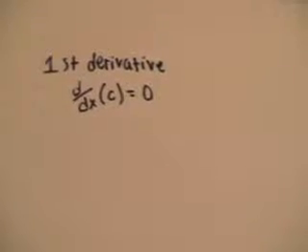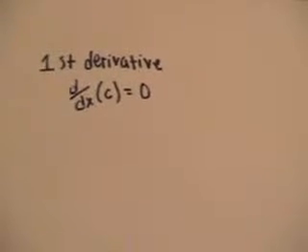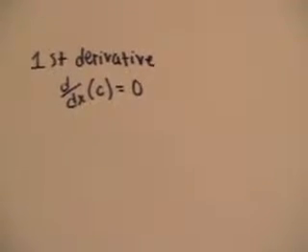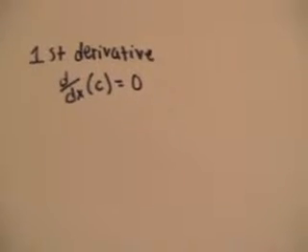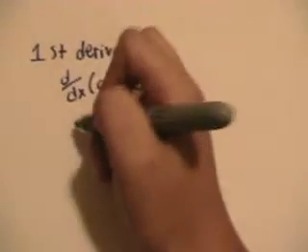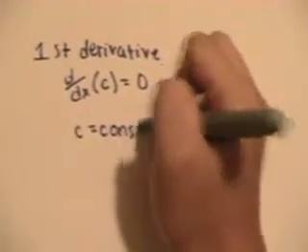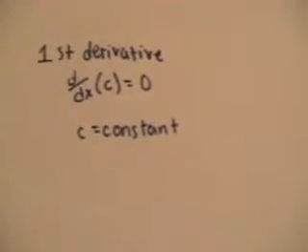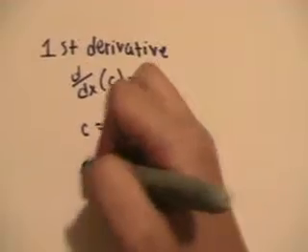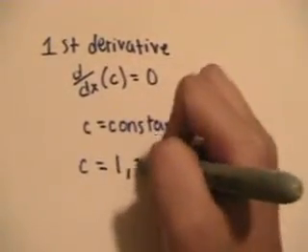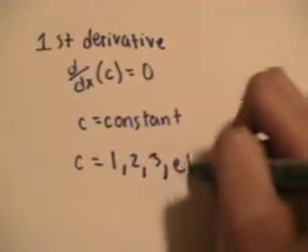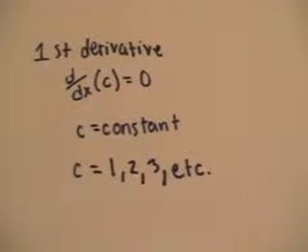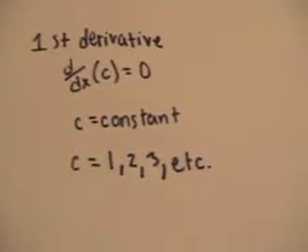The first derivative is as follows. d over dx of c equals 0. You read this as the derivative of c. But what exactly is c? C is a constant. A constant is any number that does not have a variable. So for example, c is 1, 2, 3, etc. So the first derivative is the derivative of a constant, which will always be 0.